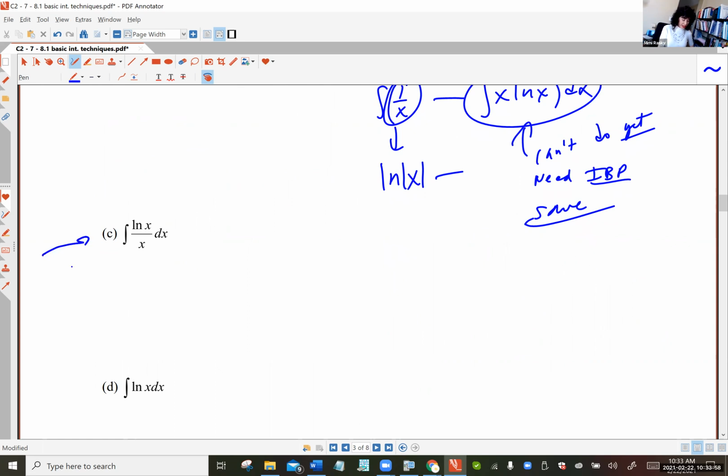Letter C. Can we do this one? Or would this need a future concept? Is it log rule? Well, if we did log rule, it would have to have this 1 over u du look. So what would be your u if we tried using the log rule? Is it power rule? Mm-hmm.